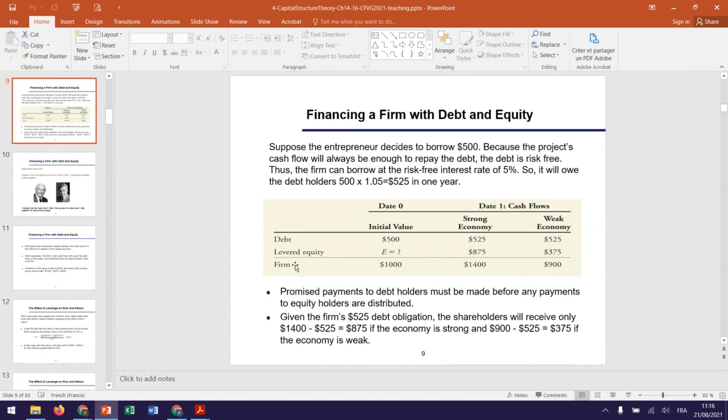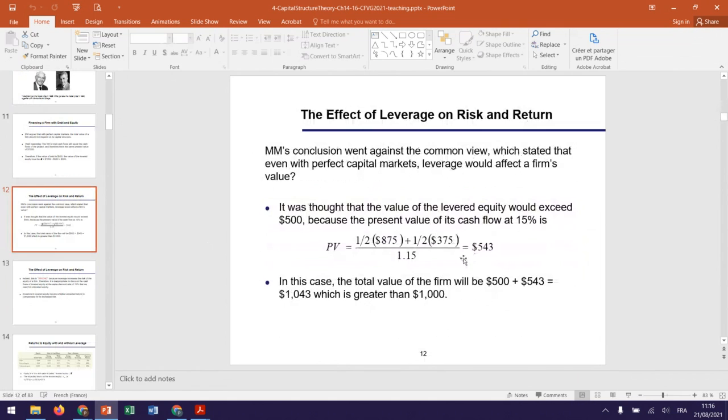So for levered equity value, if I calculate expected levered equity, I can have half of 875 plus 50% multiplied by 375, which is here, right? I discount it with 1 plus R, and I get 545. In this case, the total value of the firm should be 500 plus 545, which is going to be 1,043, which is bigger than 1,000, what Professor Martin Miller proposed it should be. What's going on here?